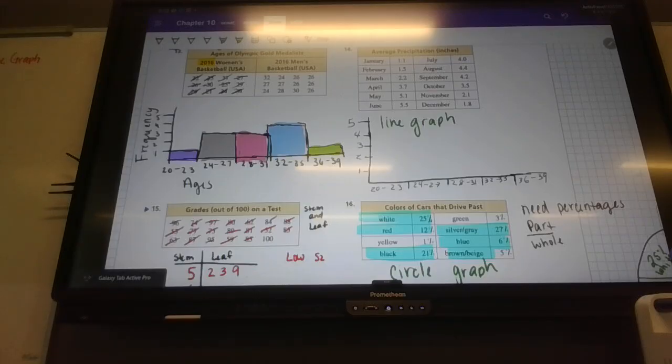So 1, 2, 3, 4. This one goes higher. It goes to 8. Oh wow. Cool. Yeah, if you need to go to 8, go to 8.